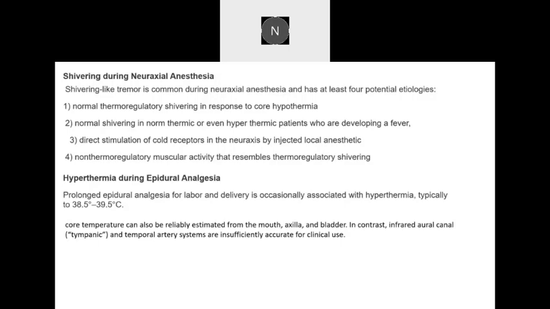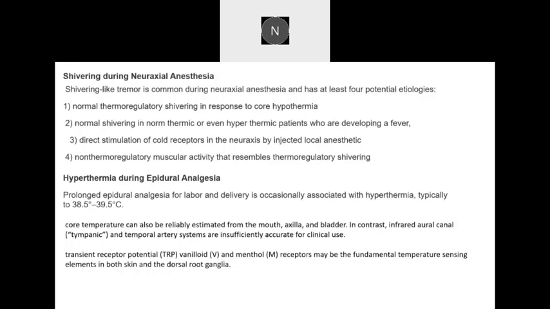And core temperature can be estimated at the mouth, axilla, bladder, infrared oral canal, tympanic membrane, or temporal artery, or ideally in the lower esophagus. And transient receptor potential vanilloid, TRPV, and melastatin, TRPM, are the receptors which are fundamental temperature-sensing elements in both skin and dorsal root ganglia. So this receptor is very, very important. These are the two types of receptors which sense temperature: TRPV1 receptors are heat activated, whereas TRPM are activated by cold. So there are two different types of receptors.